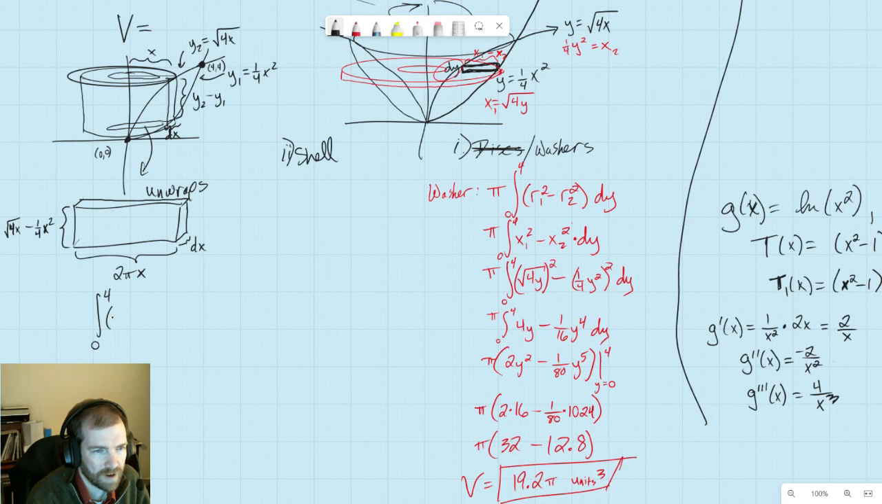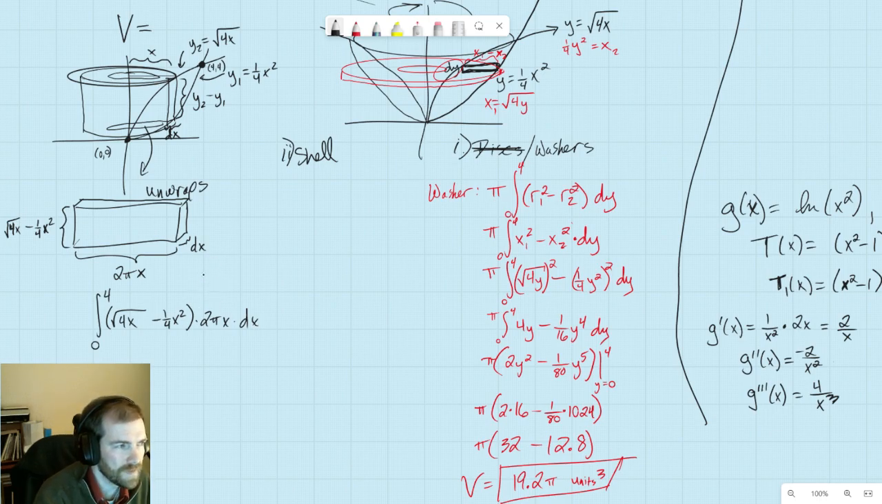This is going to be our length with height. So root 4x minus 1/4 x squared times 2 pi x times dx. So x root 4x minus 1/4 x cubed, and that's 2 pi out front.